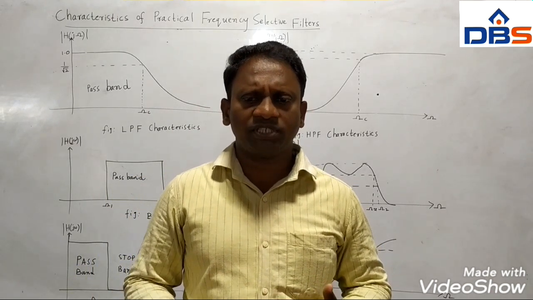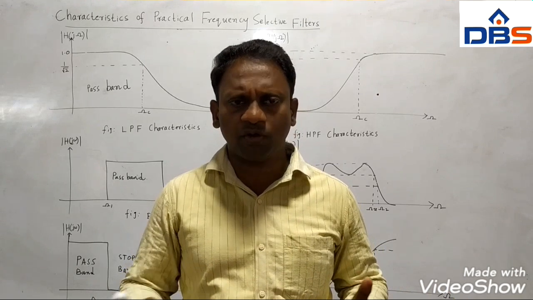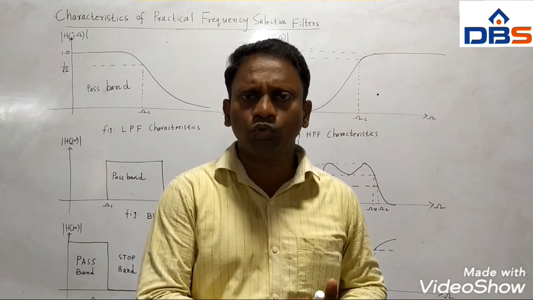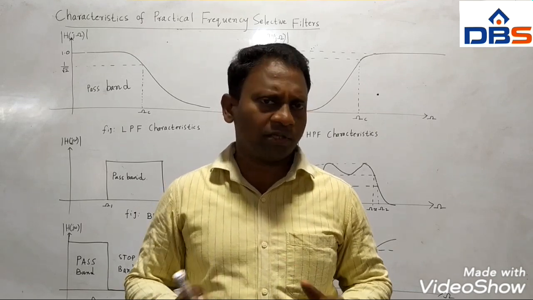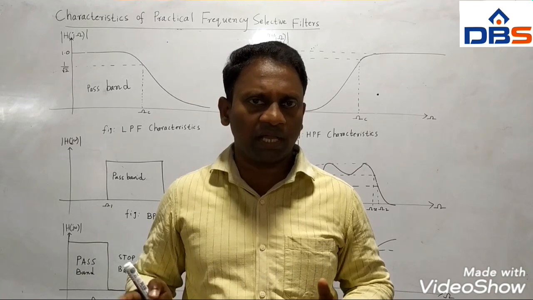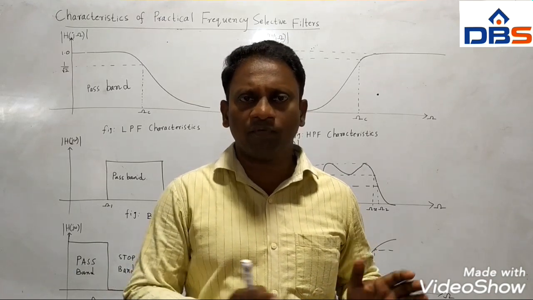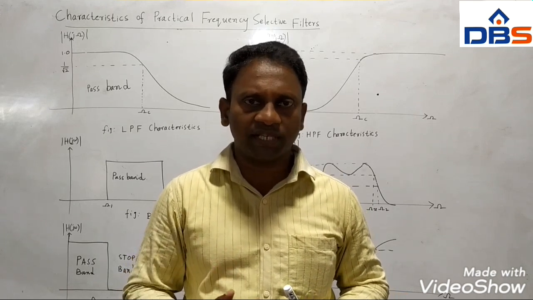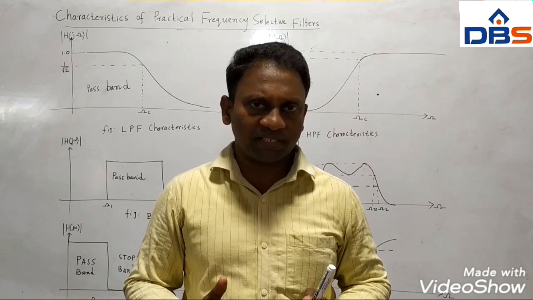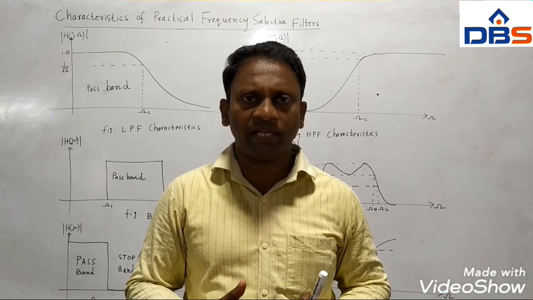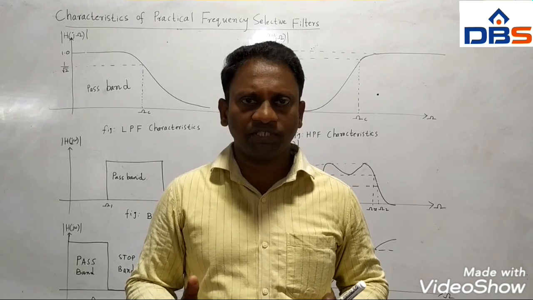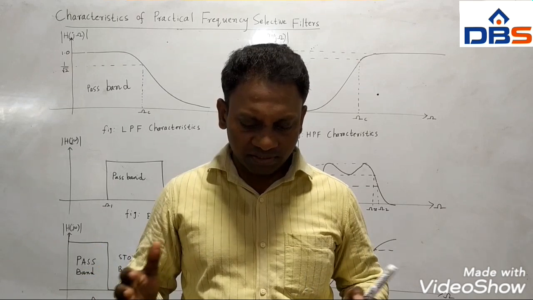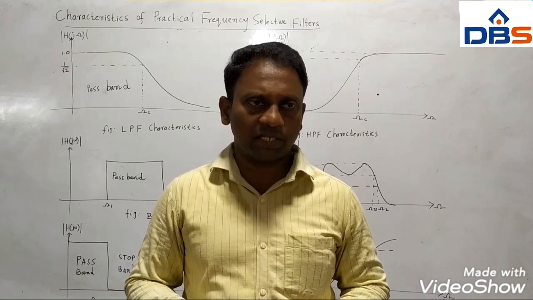Suppose you have a band of frequencies, a range of frequencies, and I need only from 2 to 5 kilohertz. I don't want all the remaining frequencies. So we select this particular frequency range from 2 to 5 kilohertz and reject or block all other frequencies, that is, from 0 to 2 and from 5 upwards. That is what is called a frequency selective filter.